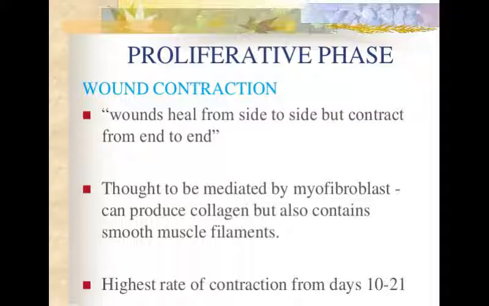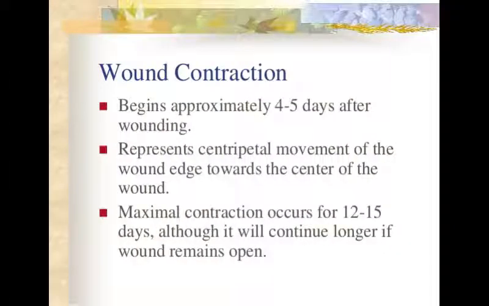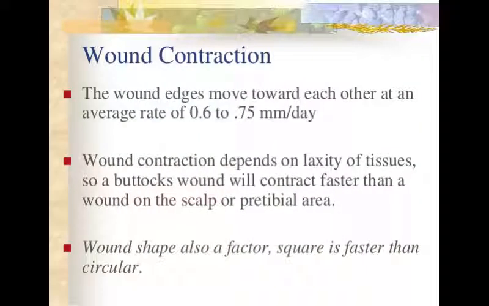Highest rate of contraction is from day 10 to 21, and it begins approximately 4 to 5 days after wounding. It represents centripetal movement of the wound edge towards the center of the wound. Maximal contraction occurs at 12 to 15 days, although it will continue longer if the wound remains open. The wound edges move towards each other at an average rate of 0.6 to 0.75 mm per day.